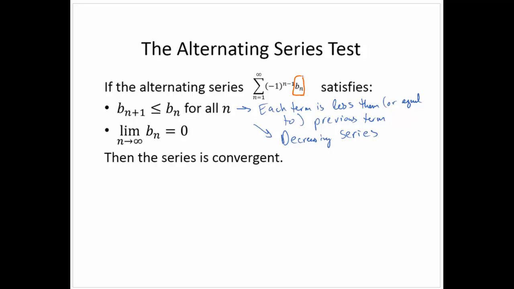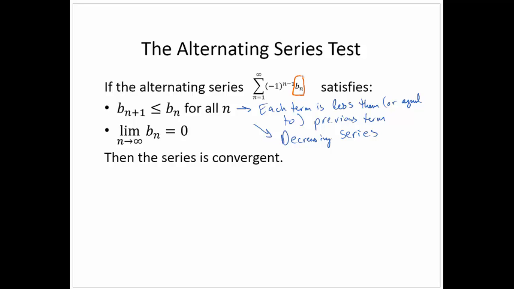So forget about the fact that it's alternating. Forget about the -1 to the power. If we forget that it's alternating, if we can show that each term is less than or equal to the previous term, if it's a decreasing series, and we can show that the limit as n approaches infinity of b sub n is 0, so the terms approach 0, then the series is convergent. Okay, so for the alternating series test, we have to show two things. Each subsequent term is less than the previous term, and the terms approach 0. If we can show that, then the series is convergent.